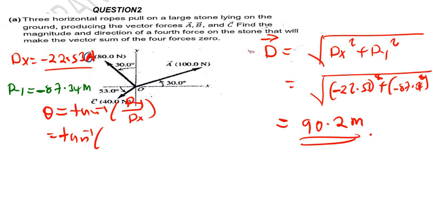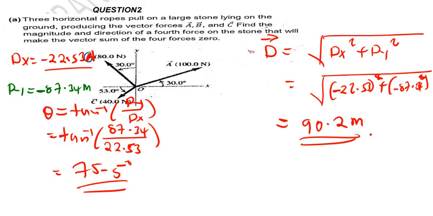So in this case, I'll just plug in dy as 87.34, my dy, and this other one 22.53, like that. What will be the answer? Shift tan, open brackets, 87.34 divided by 22.53. I close the brackets. I'm getting my answer to be 75.5 degrees. This angle falls in the third quadrant.